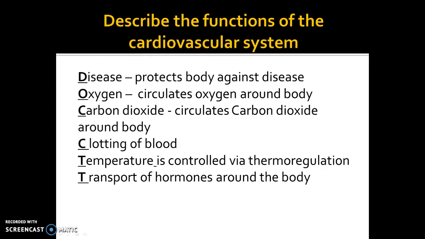Okay, what does that translate to? D, disease: protects the body against disease. Oxygen: circulates oxygen around the body. Carbon dioxide: circulates carbon dioxide around the body. Clotting: it prevents the clotting of blood. Temperature: controlled by thermoregulation, remember that 37 degrees. And then finally, transport of hormones around the body. DOCCTT. Okay, so that's something you could use maybe if you wanted to practice for tomorrow's exam.